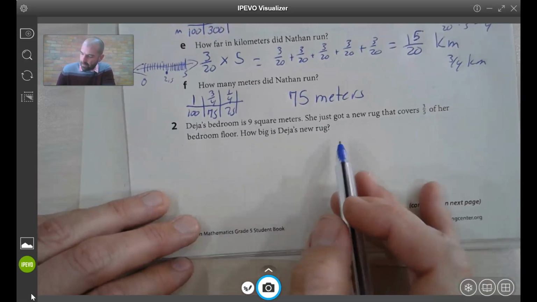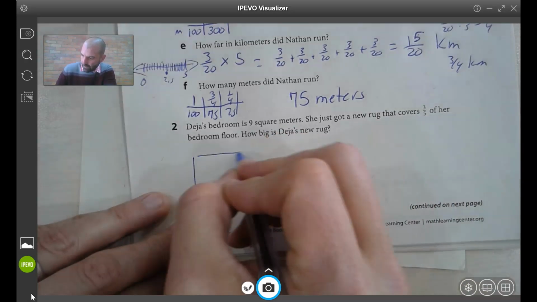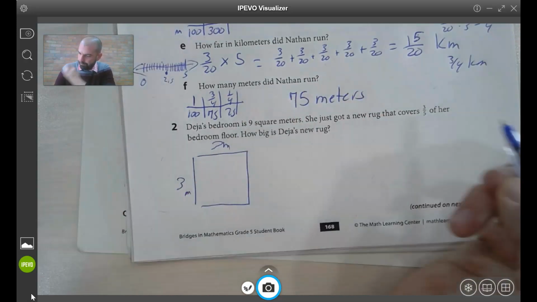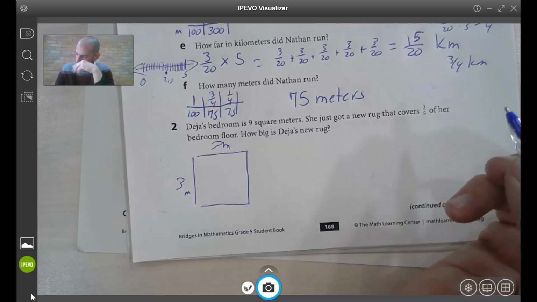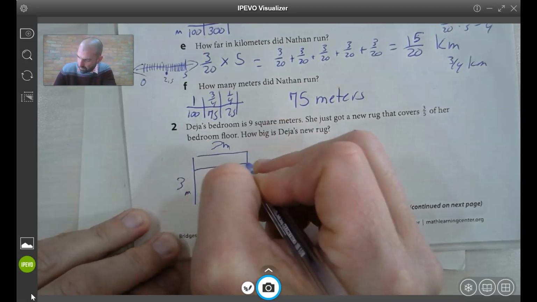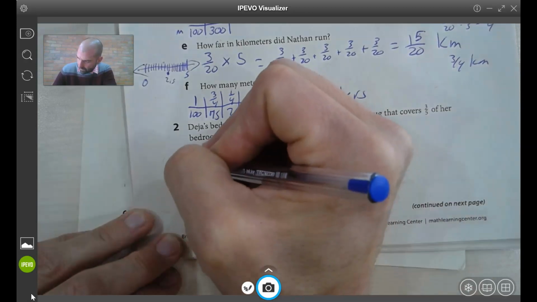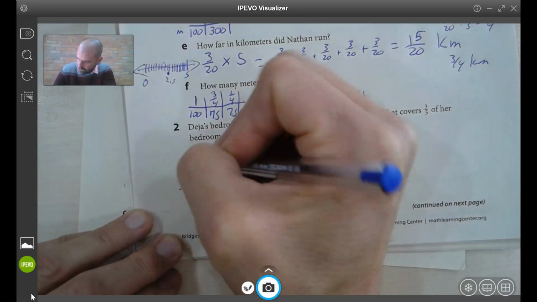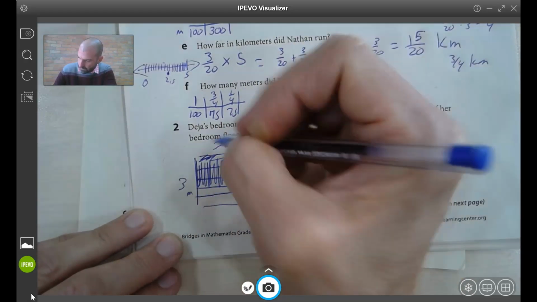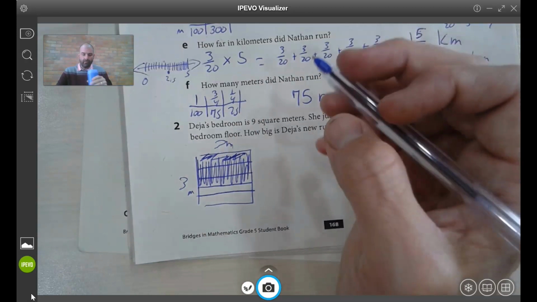All right. Deja's bedroom is 9 square meters. She just got a new rug that covers 3/5 of her bedroom floor. How big is Deja's new rug? If I had to draw this, I would say her room is 3 by 3. And then her rug covers 3/5 of the room. So if I did this into fifths, all right, the rug is here. That's the rug. So it's 3 meters by something less than 3 meters. 3/5 of 3 meters.